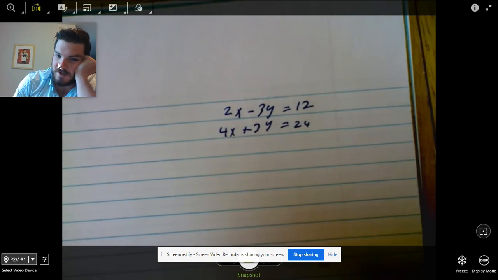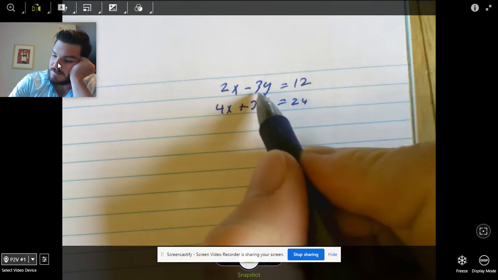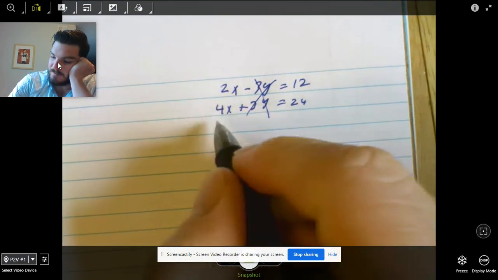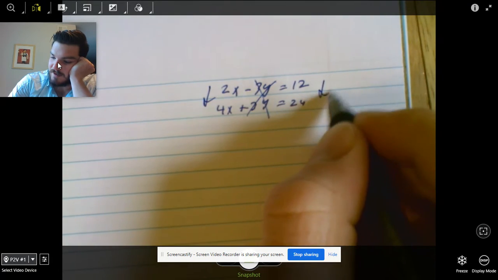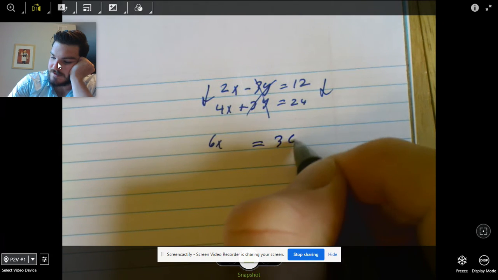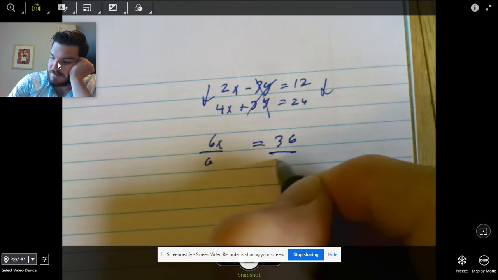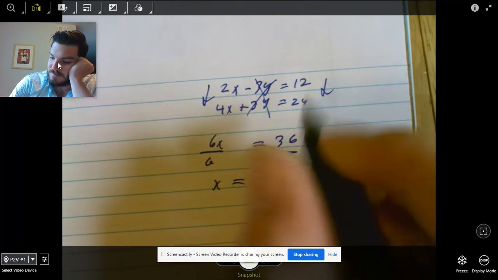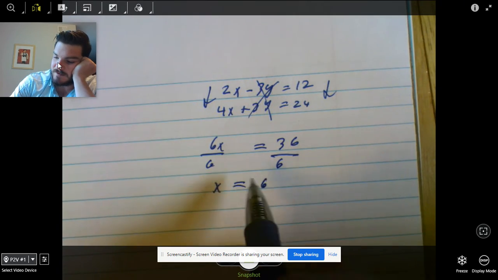So I just wanted to kind of sum it all up. We do see something that cancels out similarly. So I see right away those cancel. So then I need to add down. So I would get 6x equals 36. Divided by 6, divided by 6. x equals 6.